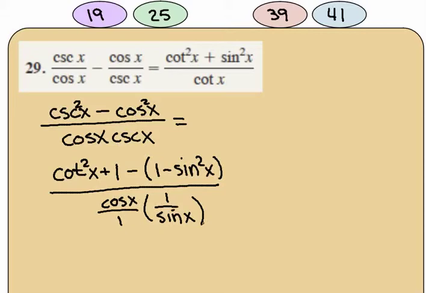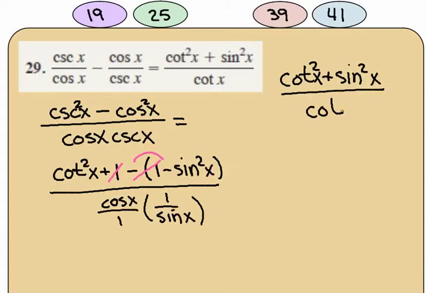So on the top, what we'll notice is we'll have a positive 1 minus 1, and then the negative is distributed there, so this becomes a positive as well. So we're going to end up with, on top, a cotangent squared plus a sine squared, and on the bottom we're going to end up with a cosine over sine, and cosine over sine is cotangent. So with those couple of simple substitutions we end up with what we're actually hoping for.